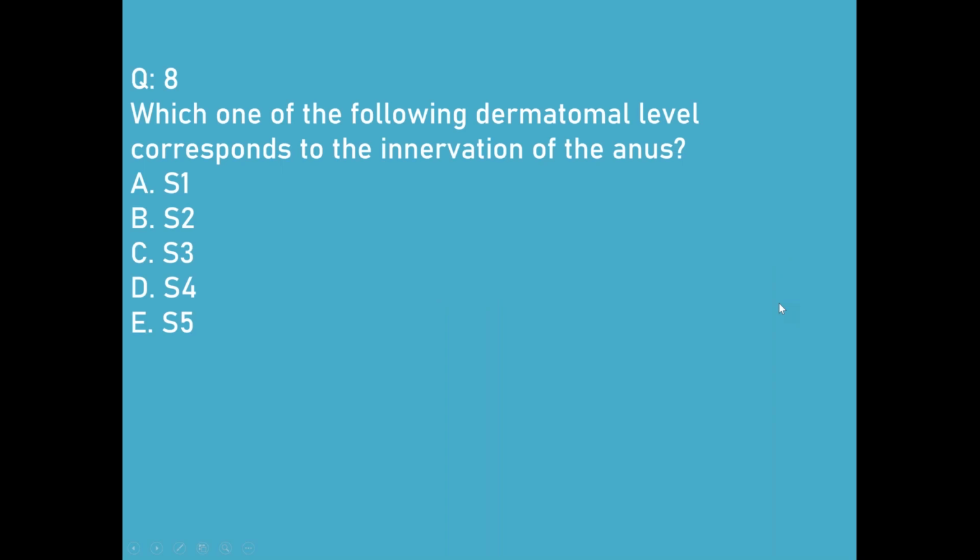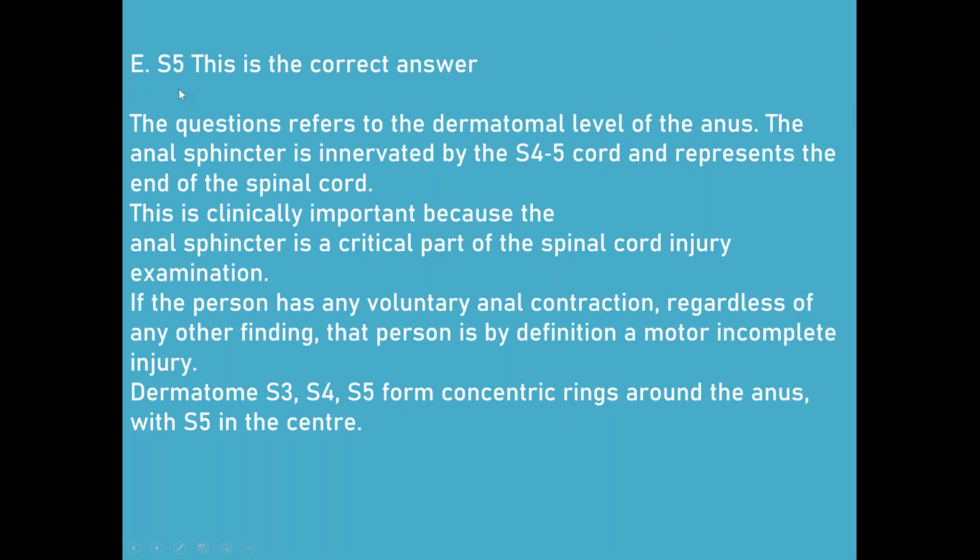So the last question. Which one of the following dermatome levels corresponds to the innervation of the anus? S4 or S5. Which answer is correct? S3 and S4 are for the anal reflex, and S5 is for innervation of the anus. So S5 is the correct answer. Agree? Yes, the correct answer is A.